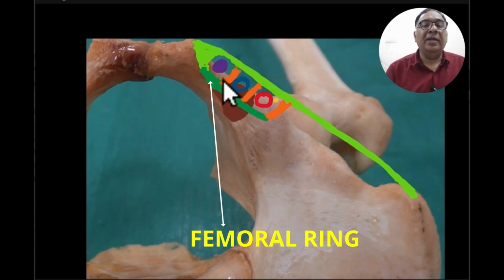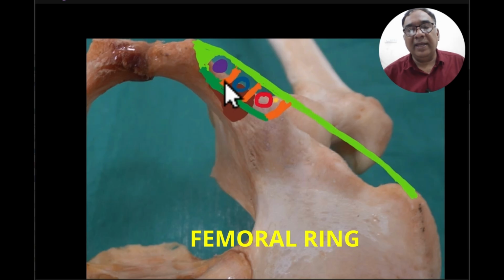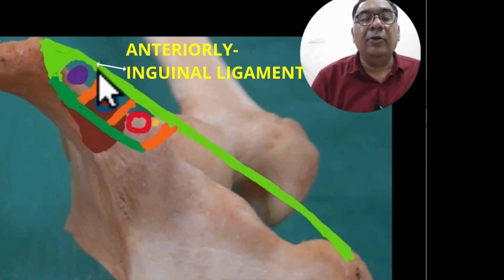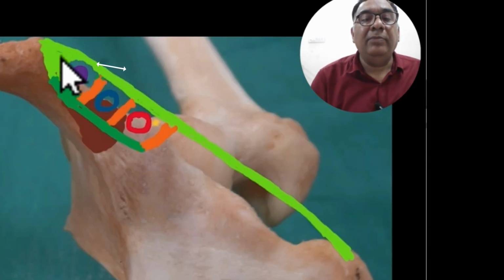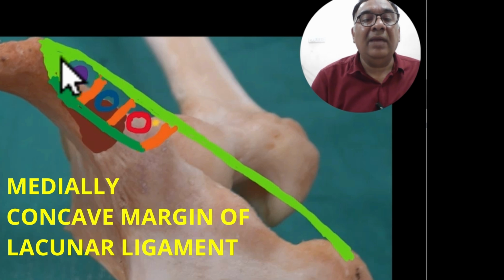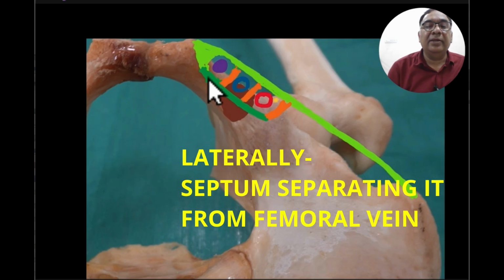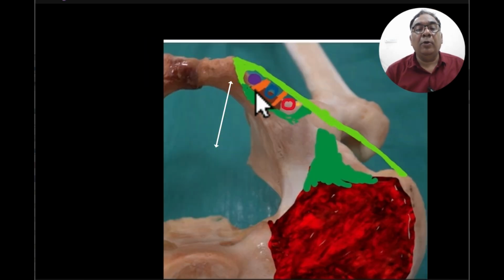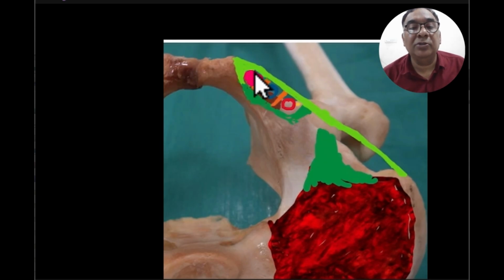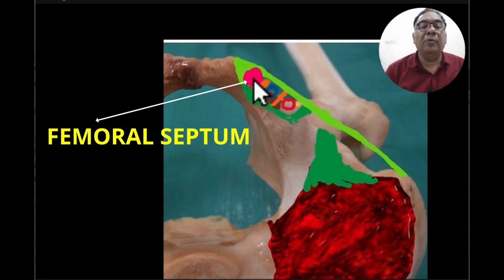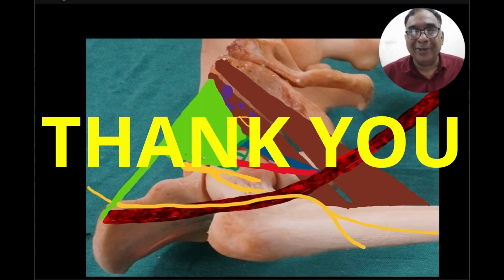This is the femoral ring. It is formed by the base of the femoral canal. Anteriorly it is bounded by the inguinal ligament and medially it is bounded by the lacunar ligament. This is the lacunar ligament. Posteriorly it is bounded by the pectineus muscle and its covering fascia, and laterally it is bounded by the septum separating it from the femoral vein. The femoral ring is closed by a condensation of extraperitoneal connective tissue called the femoral septum. This is the femoral septum. Thank you very much for watching this video.